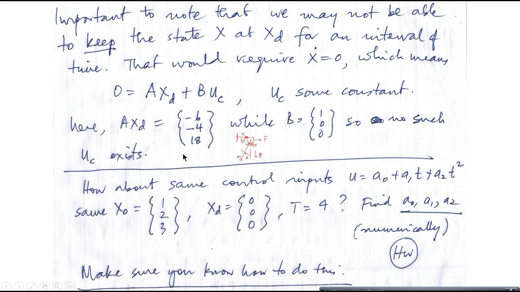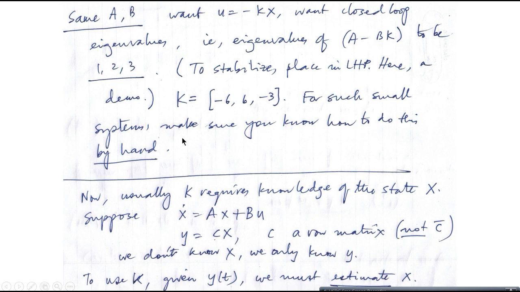Now, same control inputs, a0 plus a1t plus a2t square, but different coefficients. If our initial state is 1, 2, 3 and our desired state is 0, 0, 0 and capital T is 4, find it numerically. You can take it exactly to the 0 state. So make sure you know how to do this.